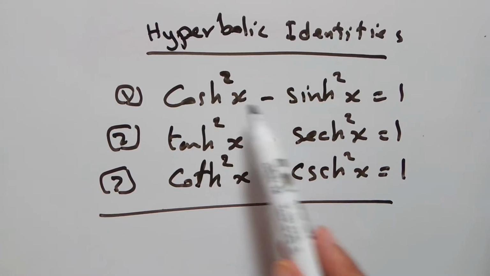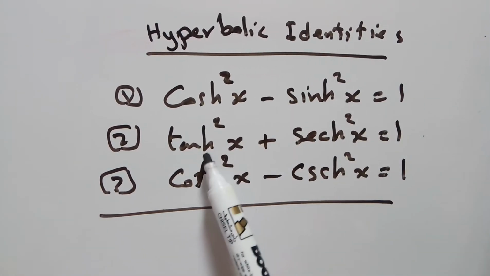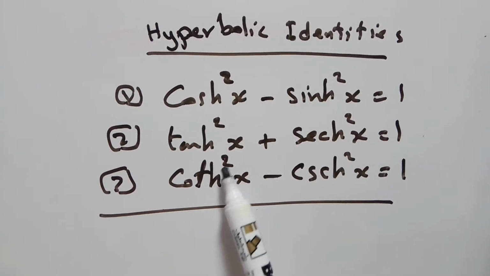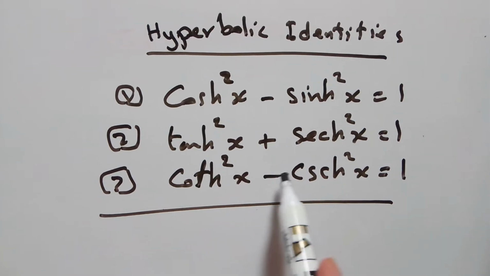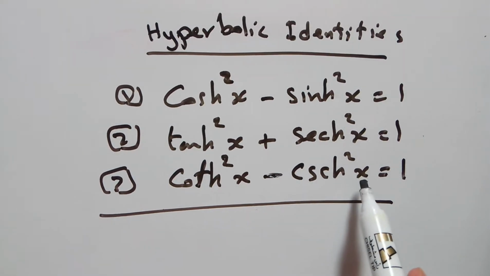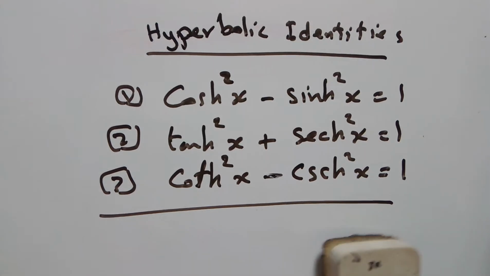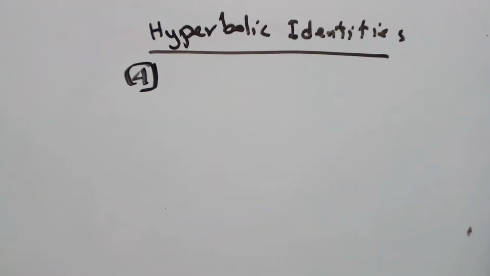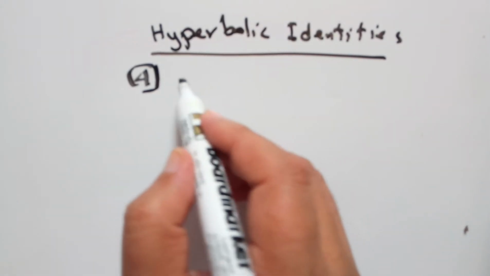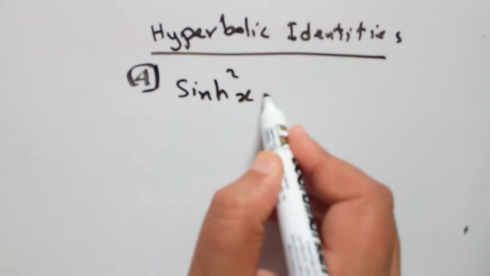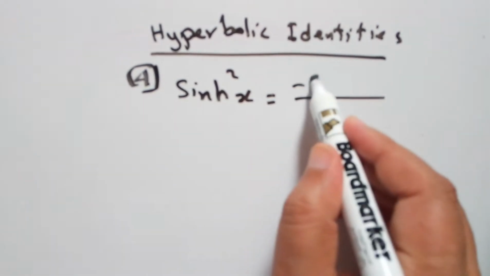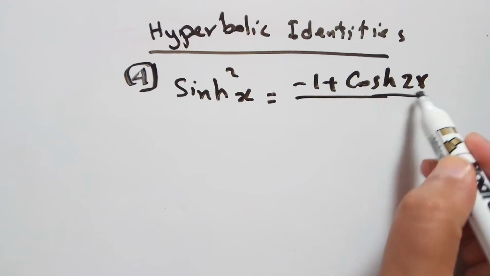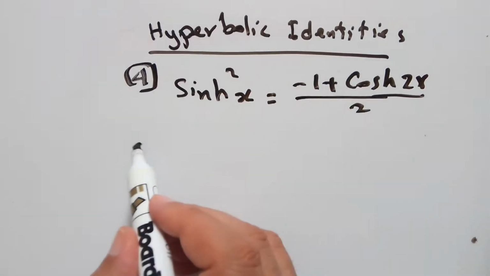Square of hypercosine x minus square of hypersine x is 1. Square of hypertangent x plus square of hypersecant x is equal to 1. Square of hypercotangent x minus hypercosecant x is equal to 1. We have other identities here. Number 4, hypersine square x is equal to negative 1 plus hypercosine 2x divided by 2.